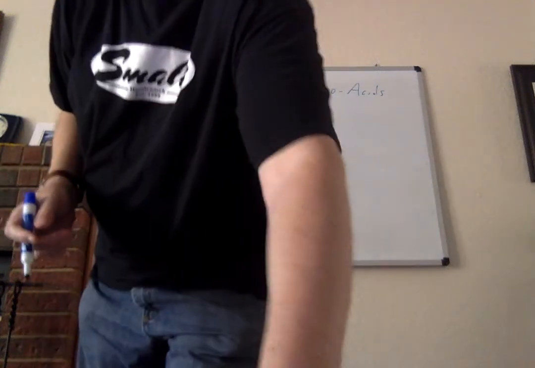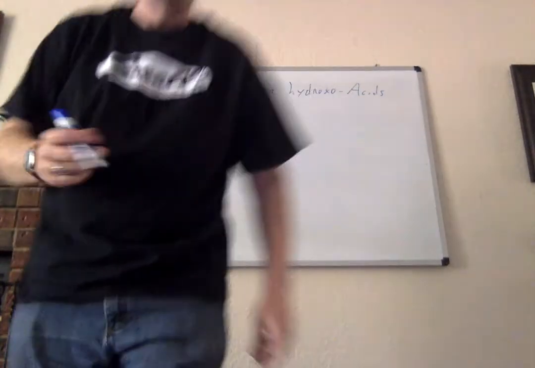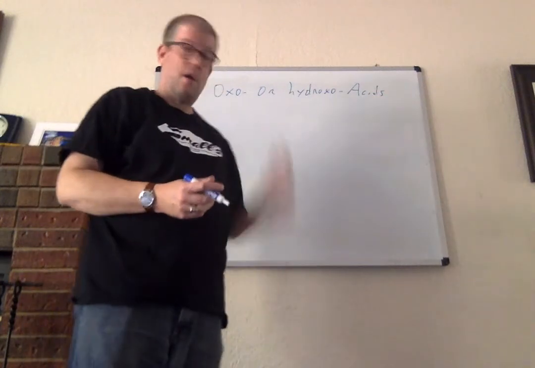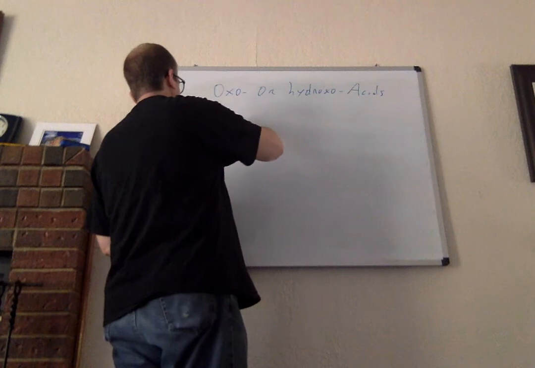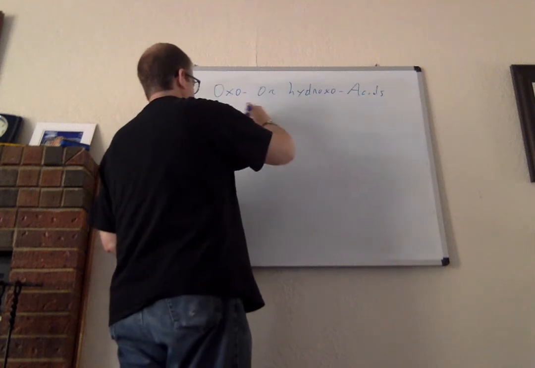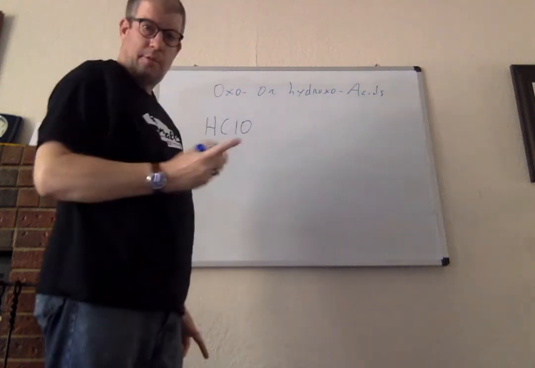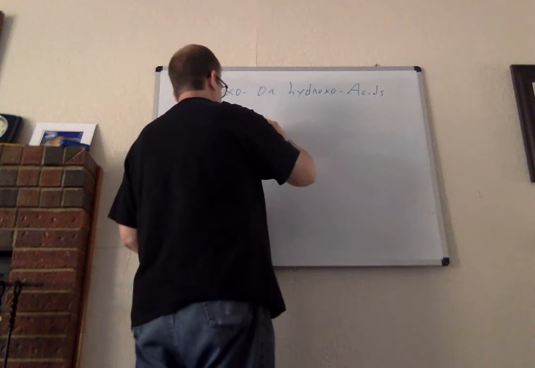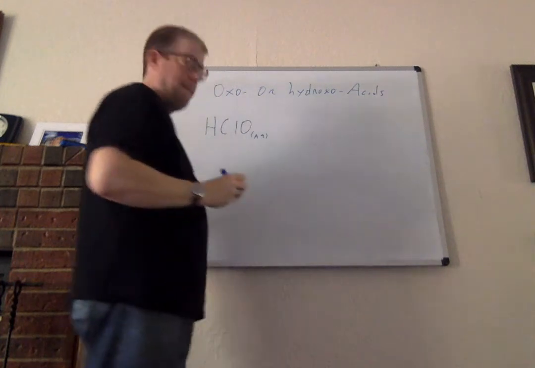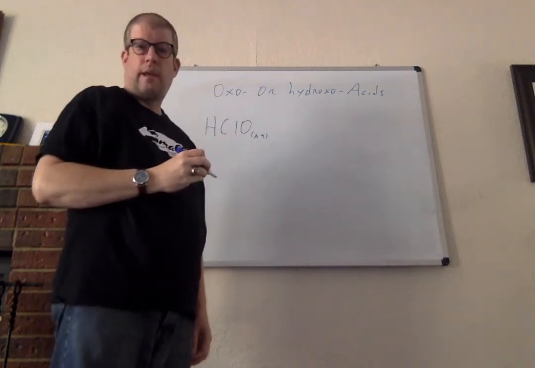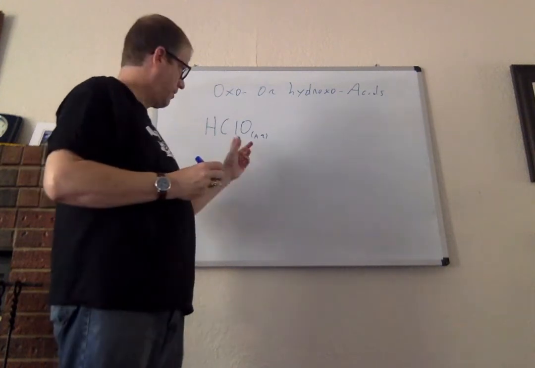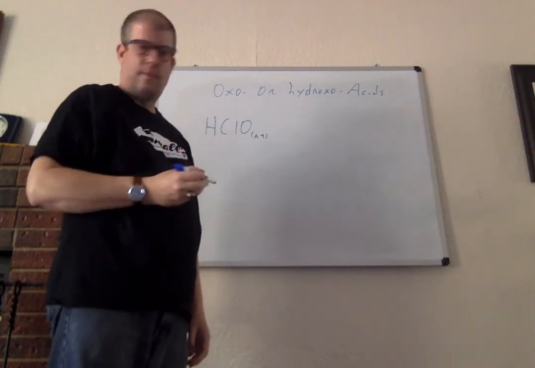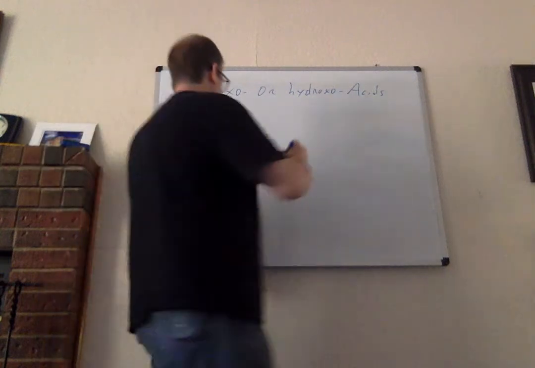So if we were to start, sorry, screensaver came on. If we were to start with the one we already had here, this, when aqueous, is actually a hydroxyl acid. So this is hypochlorous acid, and its Lewis structure is this.